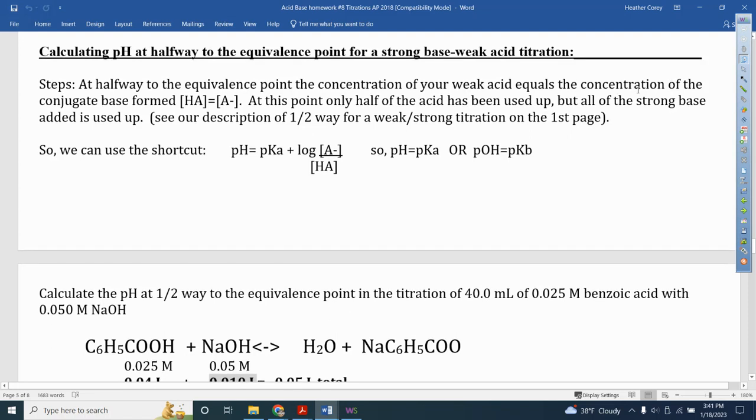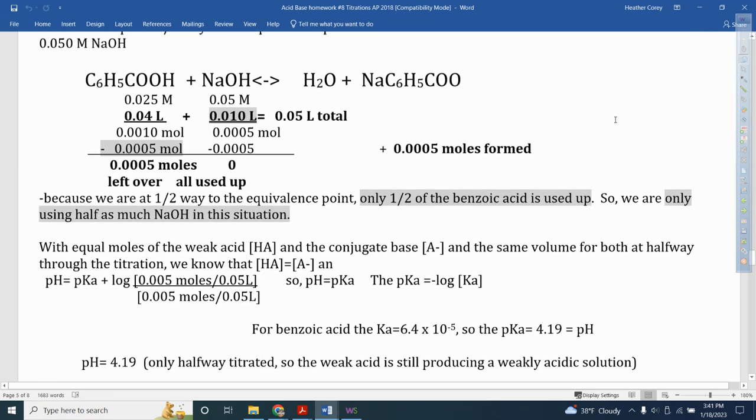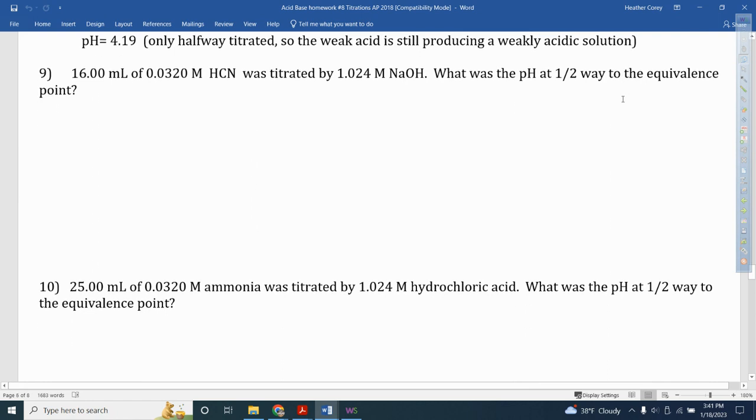All right, the next thing we need to talk about is calculating the pH when we're halfway to the equivalence point. I'm going to show you the long way and the short way for number 9. So we're going to do number 9. We're going to do halfway to the equivalence point. I'm going to cram a lot in here.